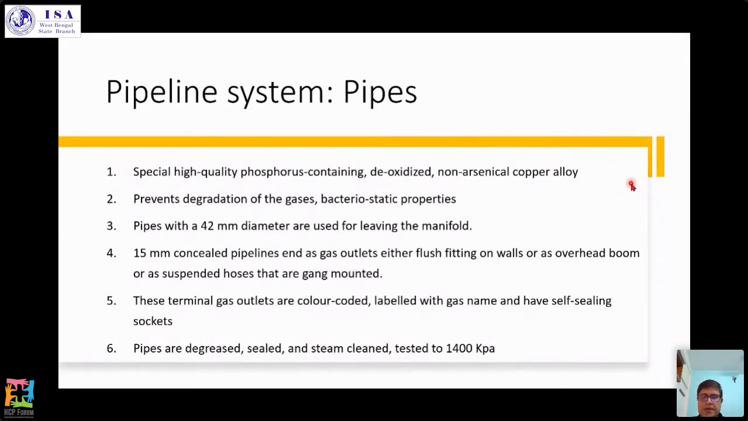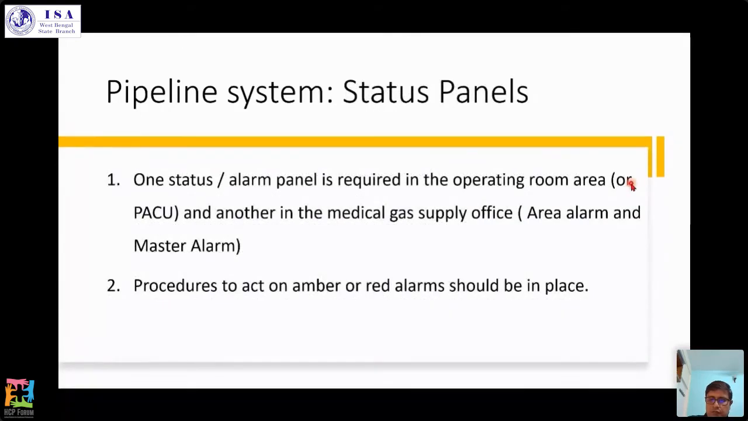And these terminal gas outlets are color coded, specific for each gas. They also are labeled with the gas name, and are self sealed, so it will not keep leaking. Before the system is started, the pipes are degreased, sealed, steam cleaned, and tested to 1400 kilopascal. The usual pressure range that these pipes will supply will be approximately 450 kilopascals.